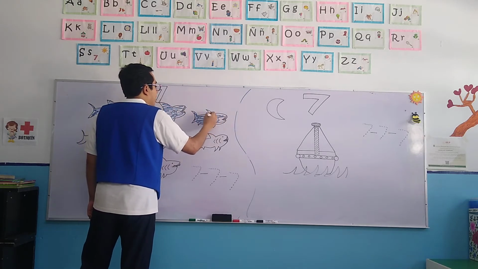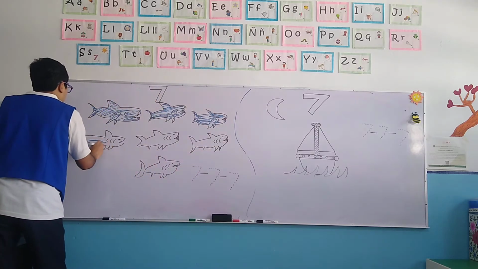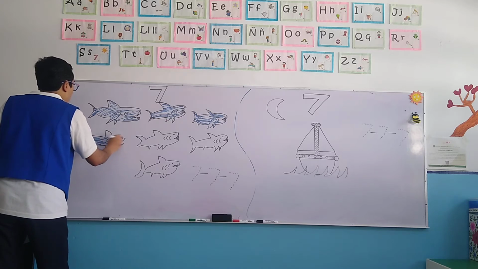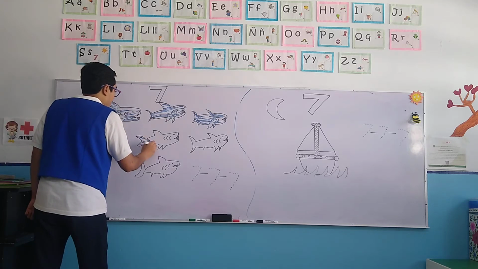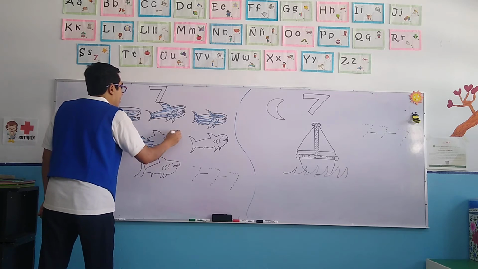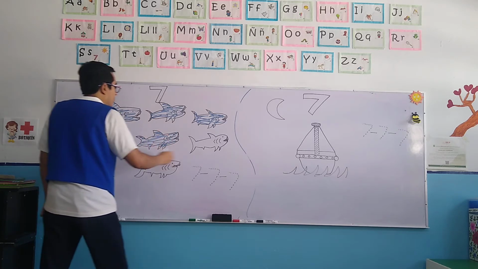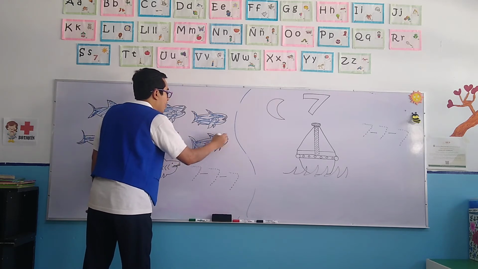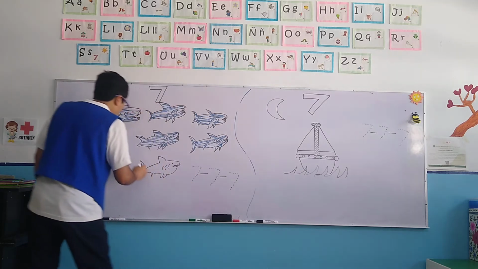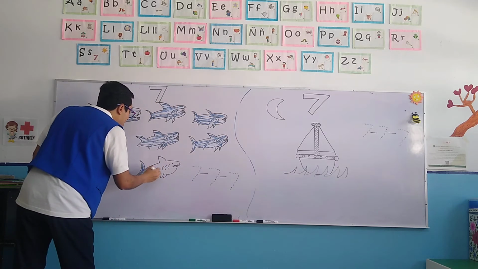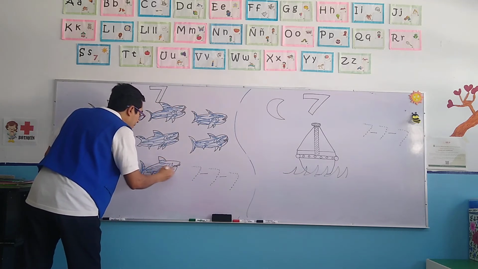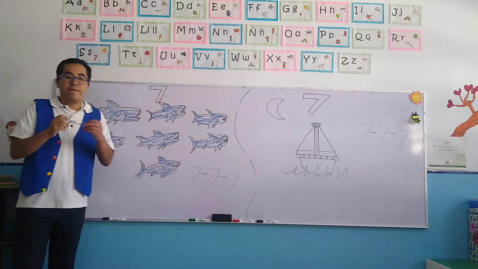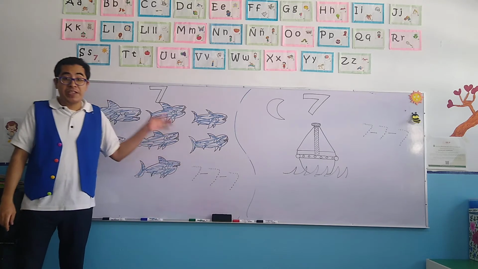Sharks are animals of the sea. Sharks are gray and blue. Sharks are animals of the sea. Sharks are color gray and color blue. Sharks are animals of the sea. And sharks are gray and blue. Very good. We have finished painting the sharks.